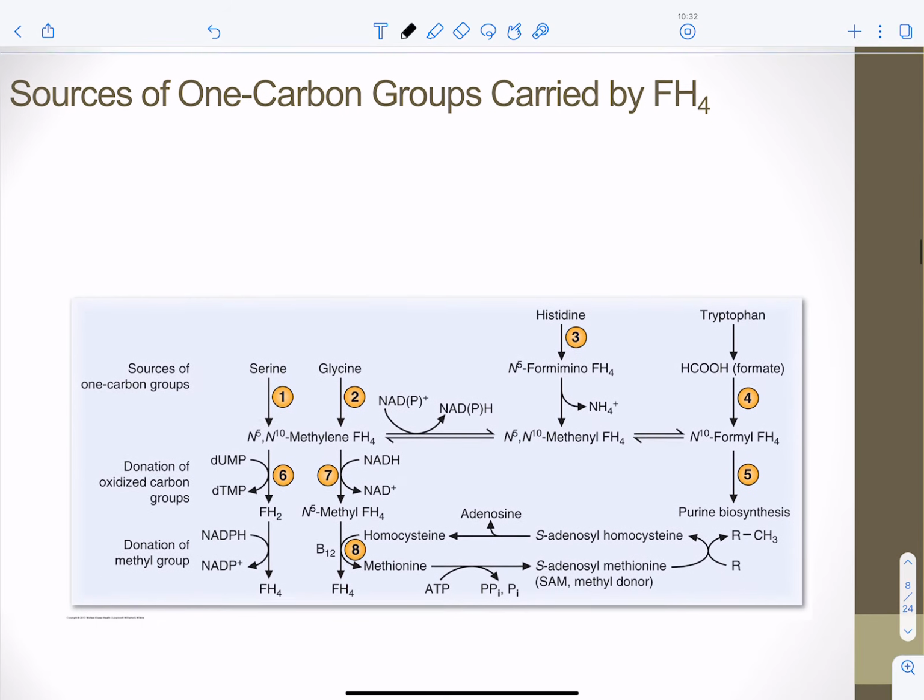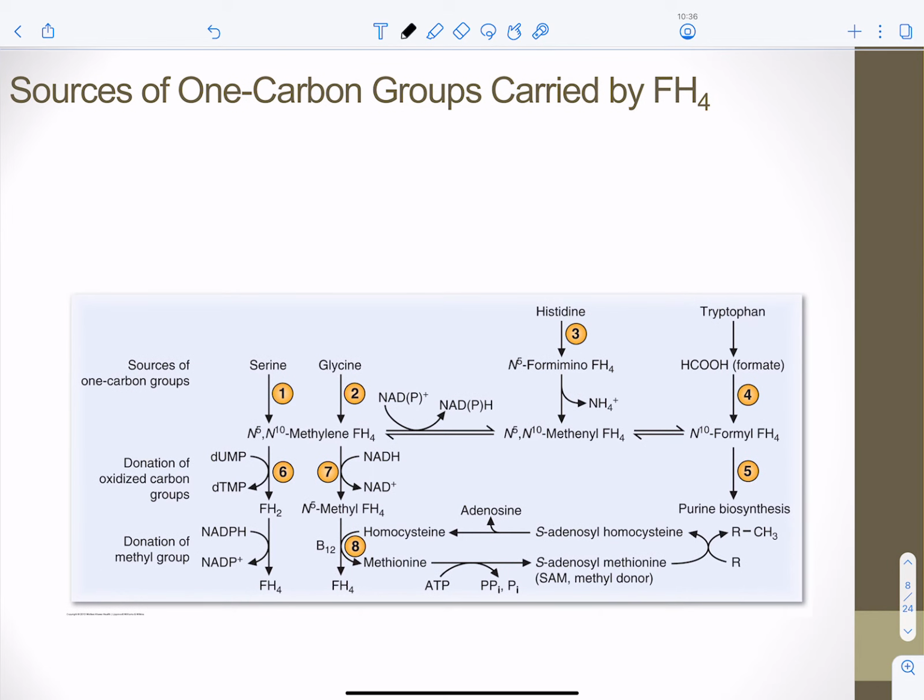Okay, so now let's talk about our sources of tetrahydrofolates. And this is an image from your book, and it looks very complicated, but it actually is pretty straightforward. So there are carbon sources, and the carbon sources are going to be serine, glycine, histidine, and formate. And formate is going to come from the breakdown of tryptophan.